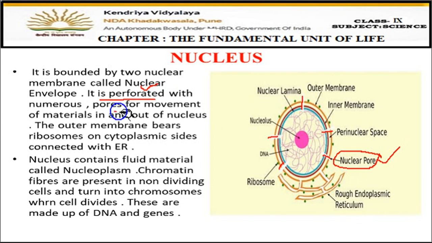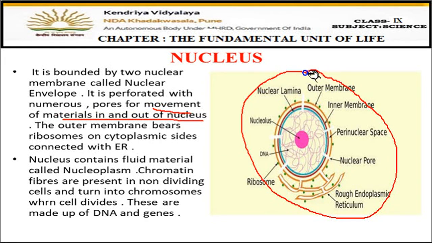Okay, with numerous pores for movement of materials. Now what is the function of these pores? These pores help in the movement of materials in and out of the nucleus, right? Many substances can come. Now this is the nucleus, and outside, what is present, children? This is the cell, right? So this nucleus is in the center and outside is the cytoplasm. So molecules can go inside the nucleus from the cytoplasm, and molecules can come outside into the cytoplasm using these nuclear pores. That means movement of materials between the nucleus and the cytoplasm can take place with the help of these nuclear pores, right?